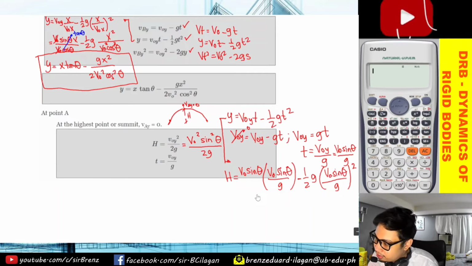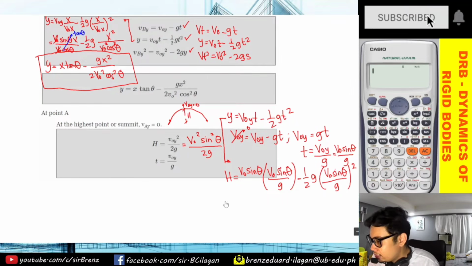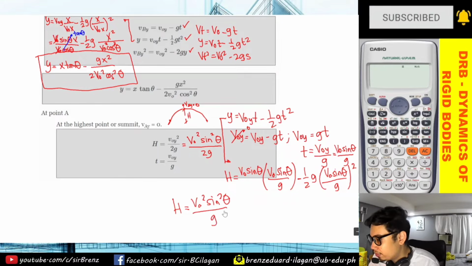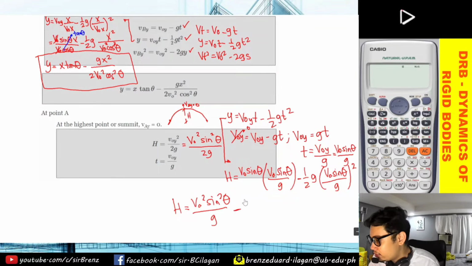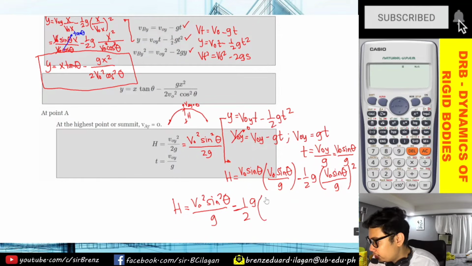Cancel. Ah, hindi. Sige, sige. Tama. So, magiging ano siya? So, V0 squared sine squared theta all over g, then minus 1/2. So, ito, g. And then, ito, V0 squared sine squared theta all over g squared.